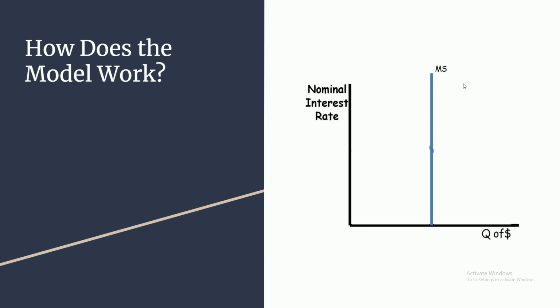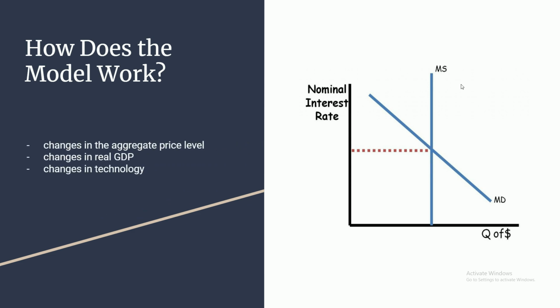The second curve on the graph is labeled MD, and that's the money demand curve. This curve is downward sloping because as the interest rate decreases, the quantity of money increases. Similarly, the MD curve can shift to the right and left. The factors that cause it to shift include changes in the aggregate price level, changes in real GDP, and changes in technology. Where these two curves intersect is called equilibrium, which is where there are no better alternatives and where the economy tries to achieve to be at all times.